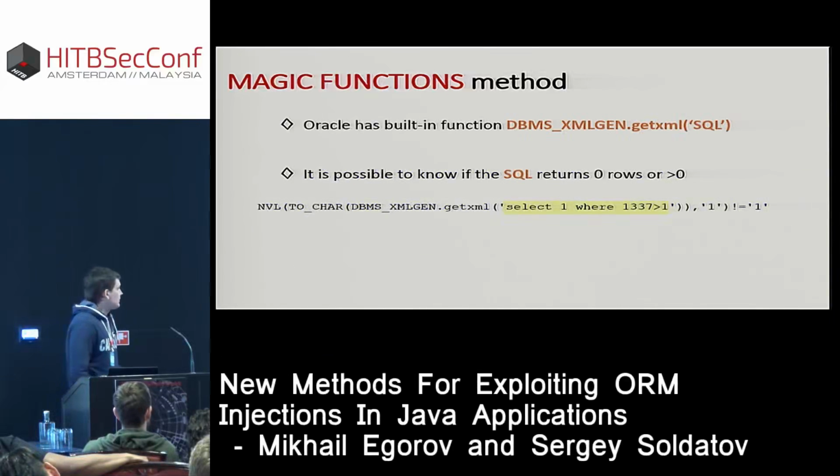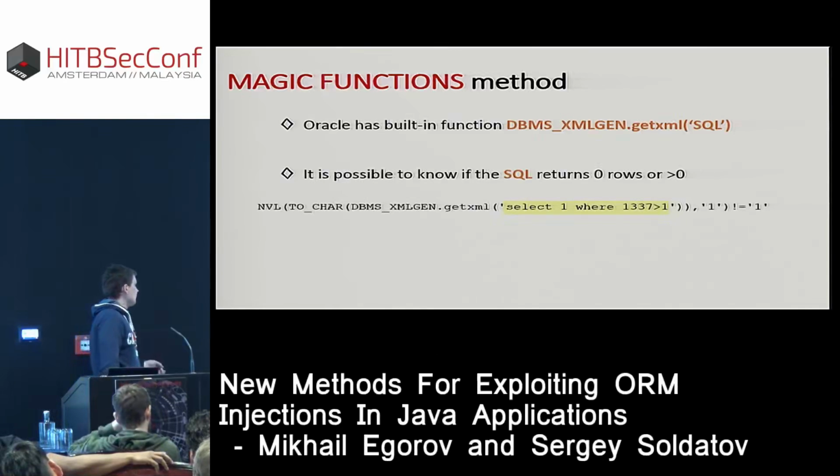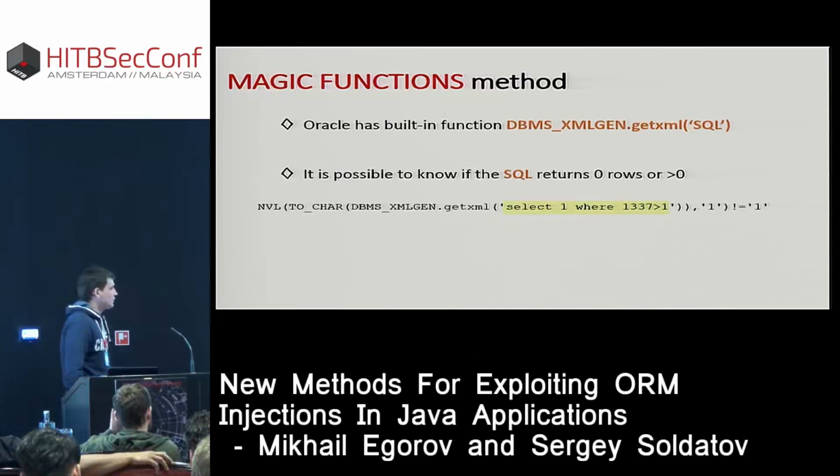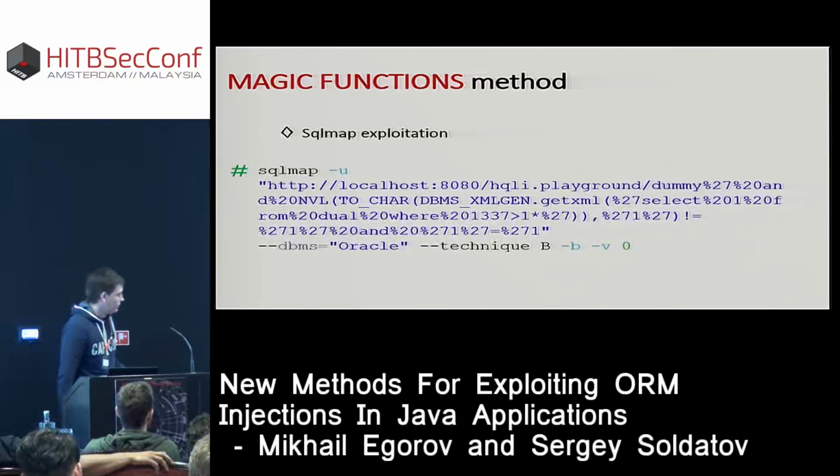For Oracle, there is the getXML magic function. If you inject the following expression into HQL with NVL, to_char and getXML functions, you can find out whether the select query that is marked yellow returns 0 or more rows. To exploit HQL injection with the Oracle database management system, you can use the following command line.